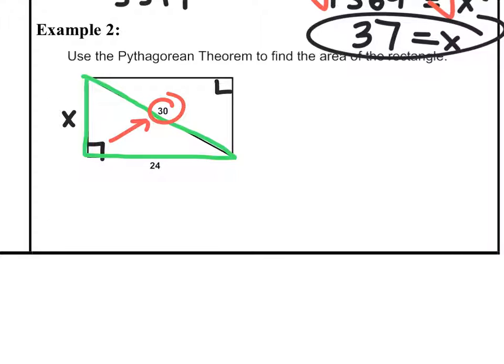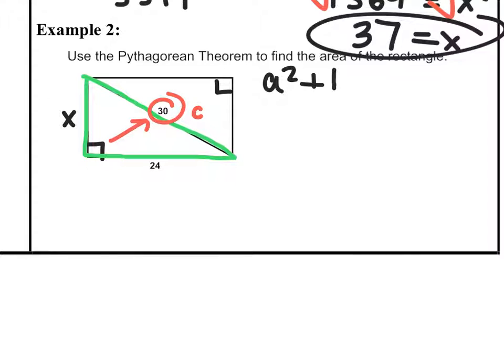We know that 30 is C. And we're going to solve for the missing side. It wasn't labeled, and so I made it X. So what we're doing right now is we're actually solving for the width of this rectangle. Once we have the width, then we can get the area because we'll have length and width.